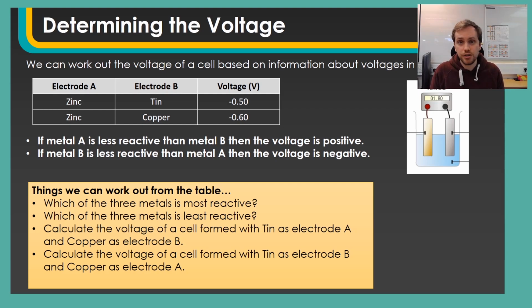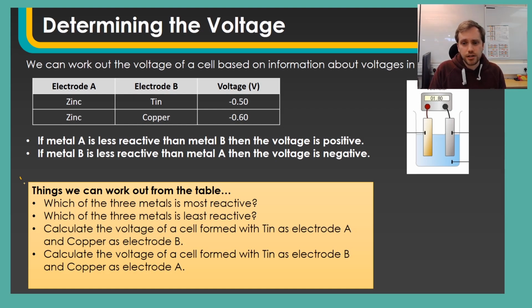So they say which of the three metals is the most reactive, which out of the three is the least reactive, so put them in order basically of reactivity, and then you've got two things to work out. So I want you to calculate the voltage of a cell with a positive or negative sign, formed where tin is electrode A and copper is B, and then I want you to calculate the voltage with those two the other way around. So pause the video and have a go at those questions.